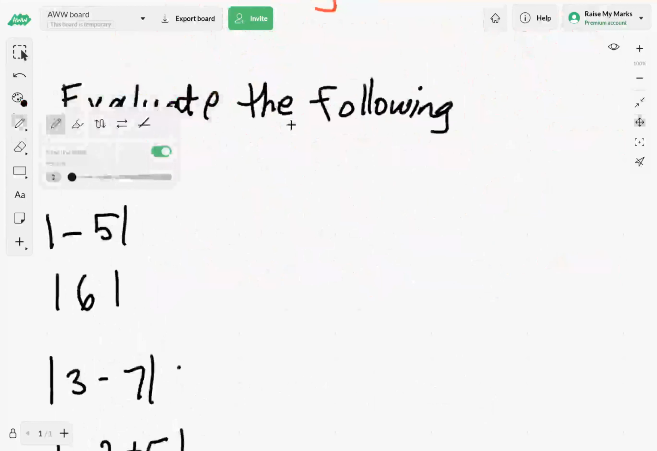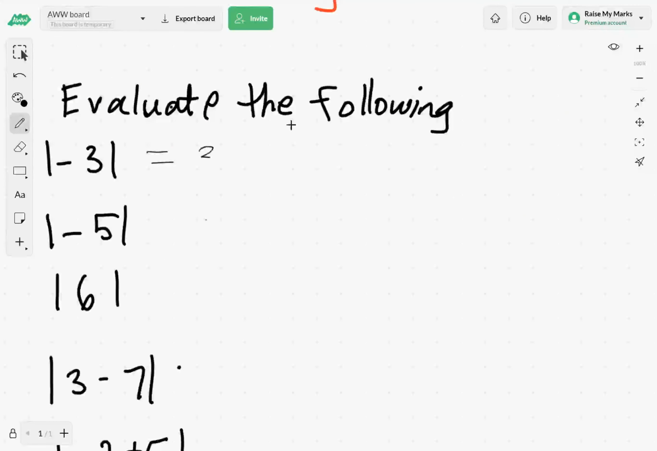Let's evaluate the following. Absolute value of -3, so we just take away the negative sign and get 3. Absolute value of -5, again, take away the negative sign, and we get 5. Absolute value of 6, 6 is a positive number, so it's just 6.